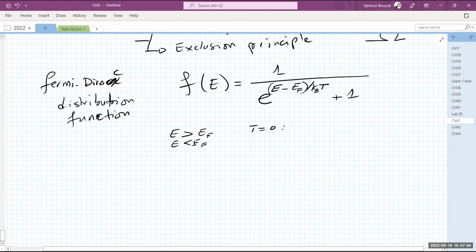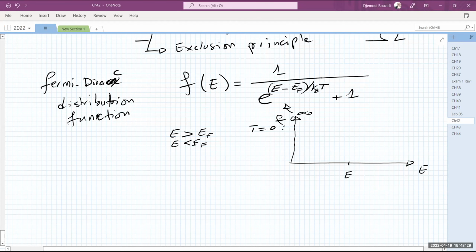And positive over 0, that is positive infinity. An exponential of positive infinity is infinity. So this term will go to infinity. And if it goes to infinity, 1 over infinity is 0. So at this point, I'm going to draw the function itself. So this is F. The distribution function is a function of energy.